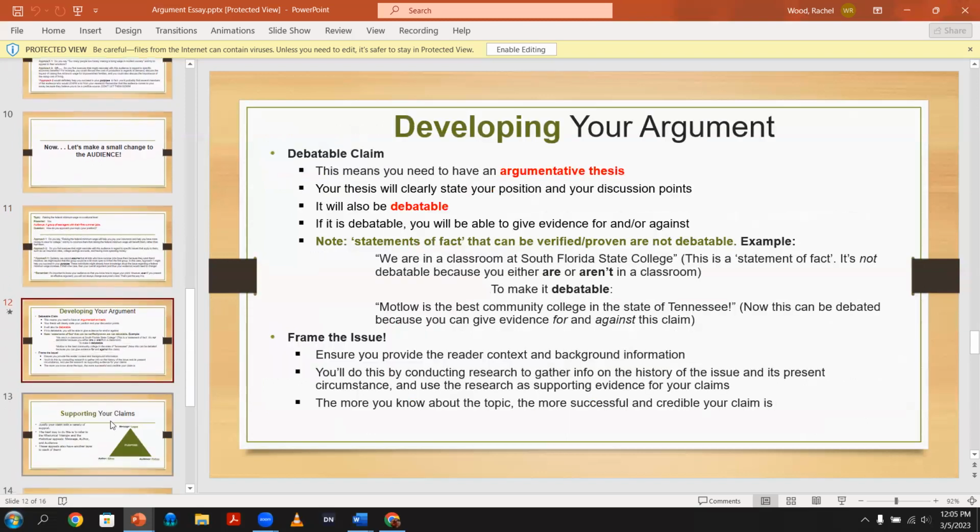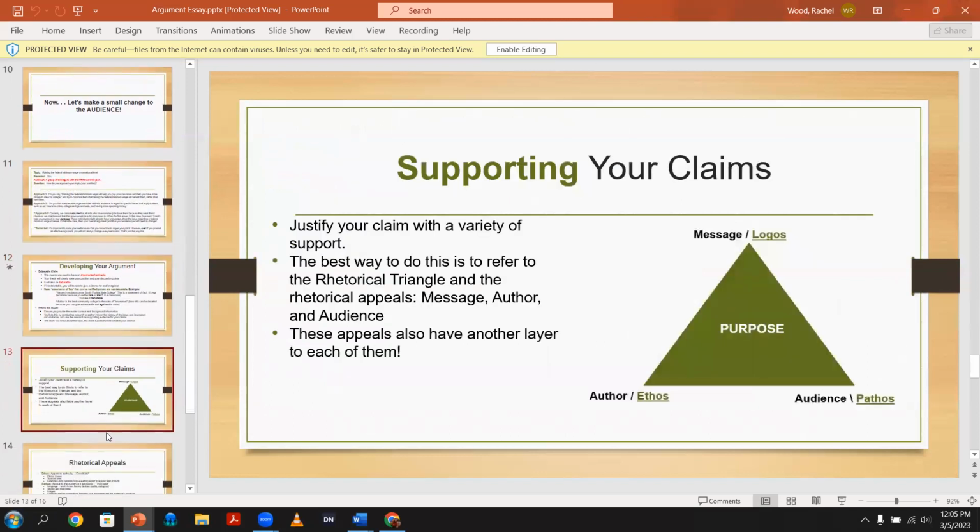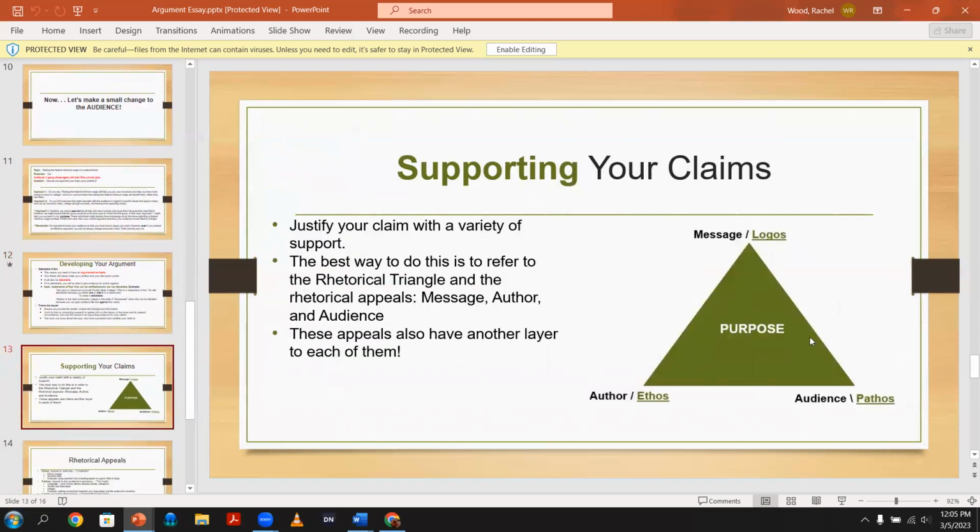Again, we talked about thesis and supporting your claims. So talking about these three terms is very important. This is what's known as the rhetorical triangle. And you have logos, pathos, and ethos. So these appeals are very, very important. When you're looking at the rhetorical triangle, logos is logic. So that's anything that is logical. If you look at the root word, it means logic.